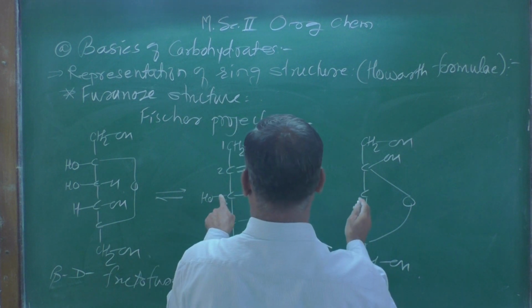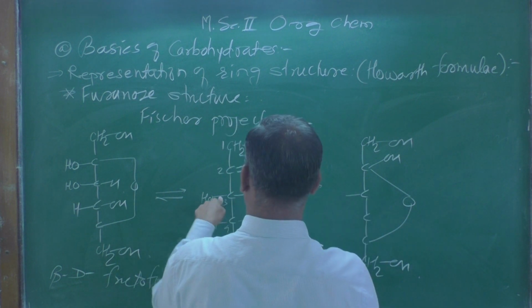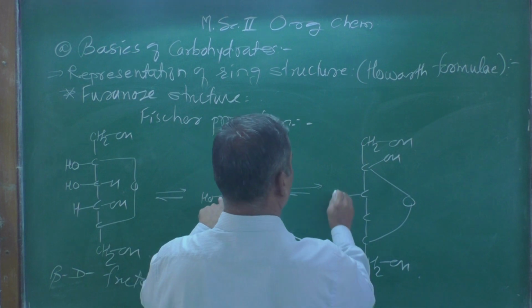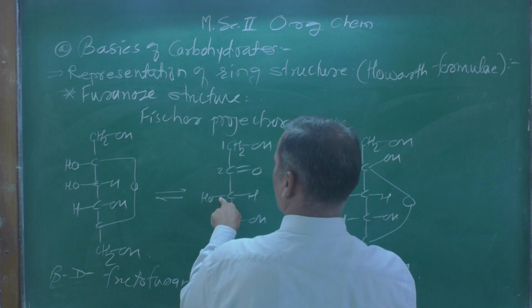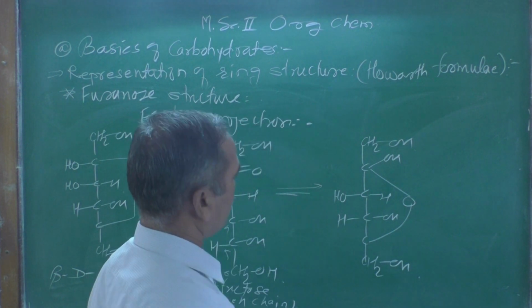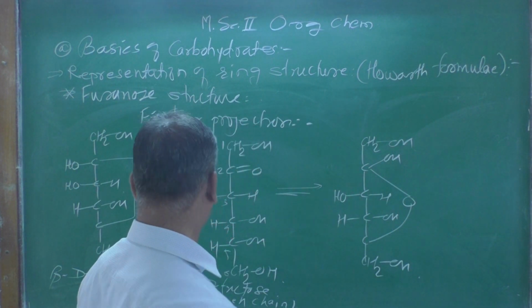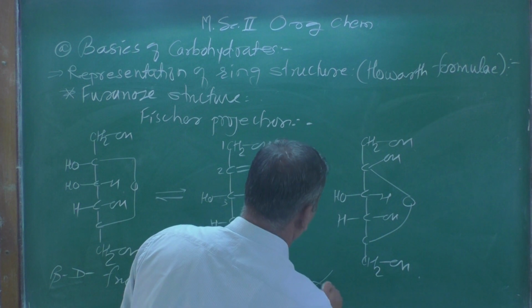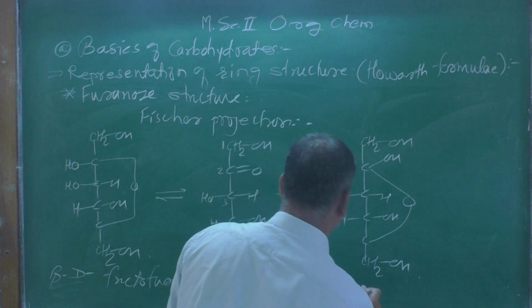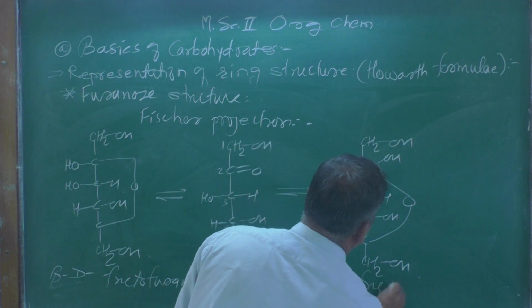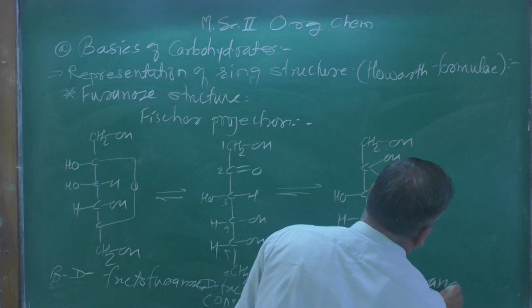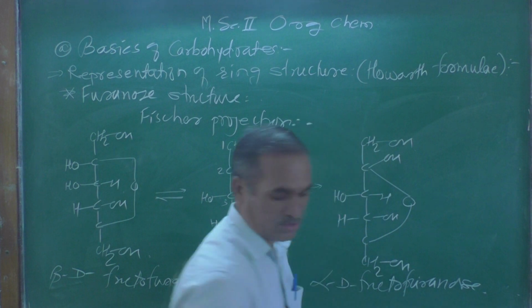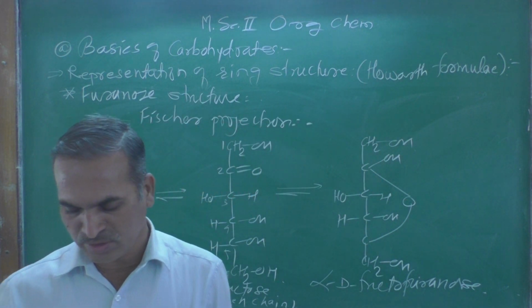So, here this hydroxy remains here and this hydroxy OH, here is an H. So, this is the structure of what? Alpha D fructofuranose. This is the structure of this fructofuranose.